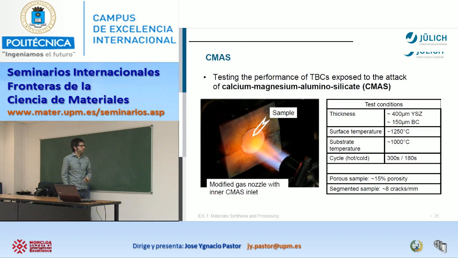Okay, and here, I think I'm relatively close to finishing. This is about the problem that I told you about, the volcanic ash, for example, from this CMAS, which is the calcium, magnesium, aluminum silicates that always attack, and it's a really big problem for the thermal barrier coatings.